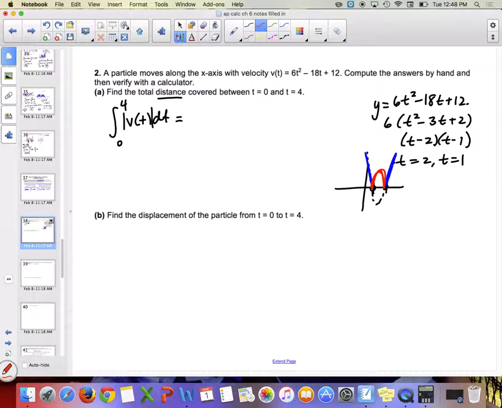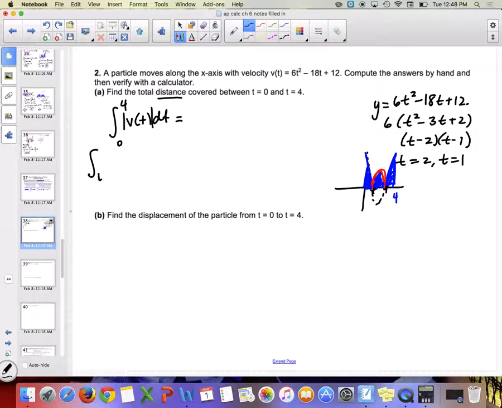So if we're finding the integral from 0 to 4, we're finding this little, kind of like a triangle there, and then this portion, and then going all the way to 4. Okay. So we're finding those three pieces. So we're going to do three integrals.